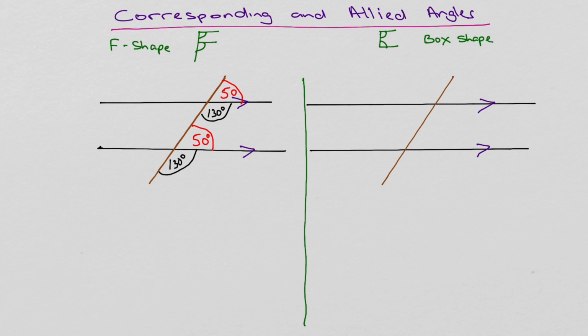So if this angle is 160 degrees, then this angle will be 20 degrees. And therefore, this will be 20 degrees. And if that's the case, these two will add up to 180. So these two are allied angles. So this is an allied angle, that's corresponding. And this angle here will be 160 degrees because angles in a straight line add up to 180 degrees. So this will be 160 degrees.